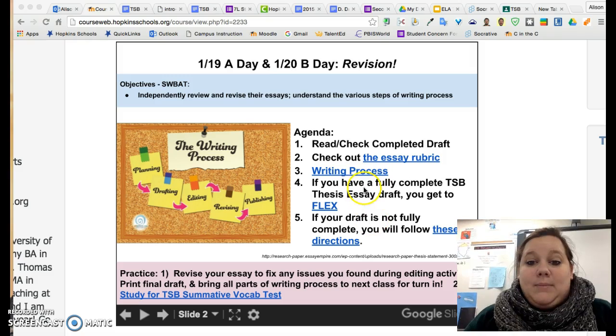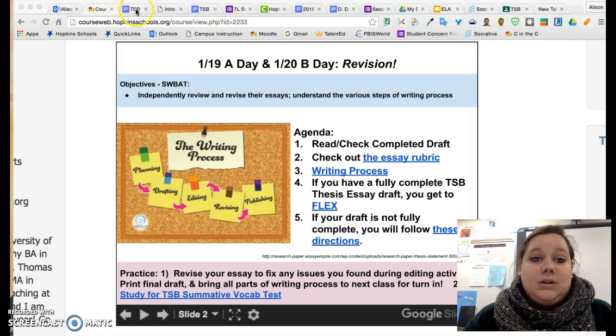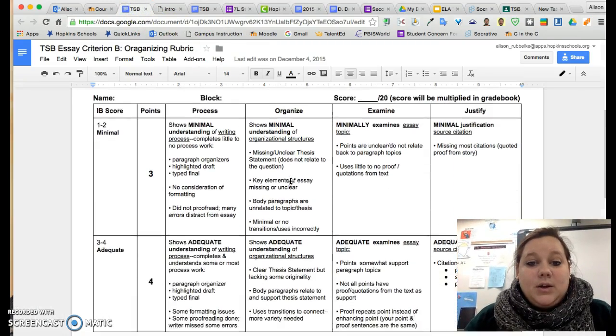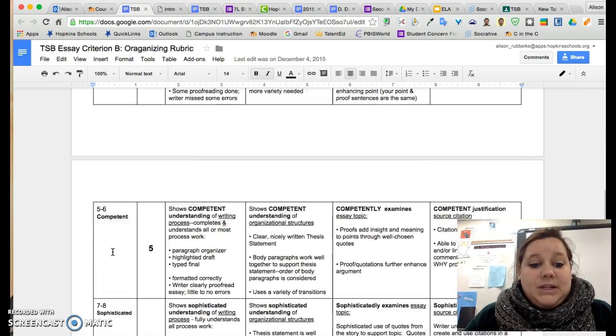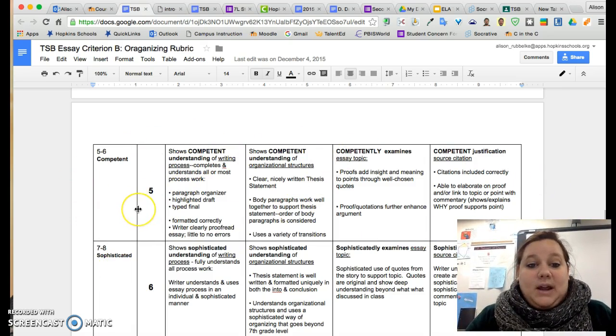If you take a look back up at the agenda, the second piece talks about your essay rubric. As you remember, we talked about your essay rubric in the last class, and I just wanted to quickly go over that as a reminder for all of you. So as you can see, here is your rubric. There are 4 different bands: minimal, adequate, competent, and sophisticated. Typically, your goal is to be right around this 5, that competent.